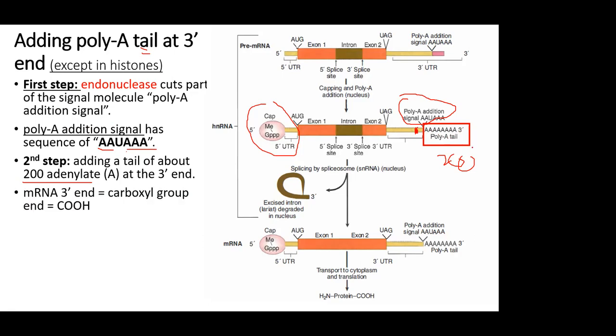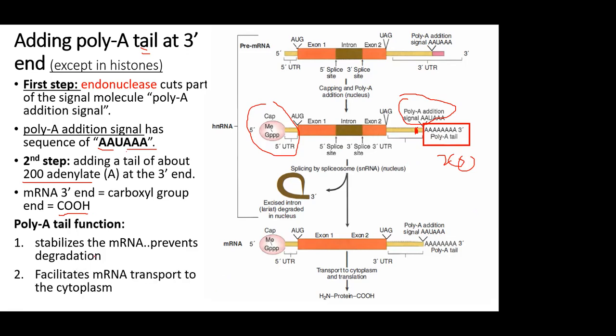Another name for the 3 prime end is the carboxyl group end, whose chemical formula is COOH. What is the function of the tail? One function, the same as the cap, is to stabilize the mRNA and prevent degradation. The second is that it helps the mRNA exit the nucleus in order to go to the cytoplasm and to the ribosomes. So it stabilizes, yes, and facilitates transport to the cytoplasm.